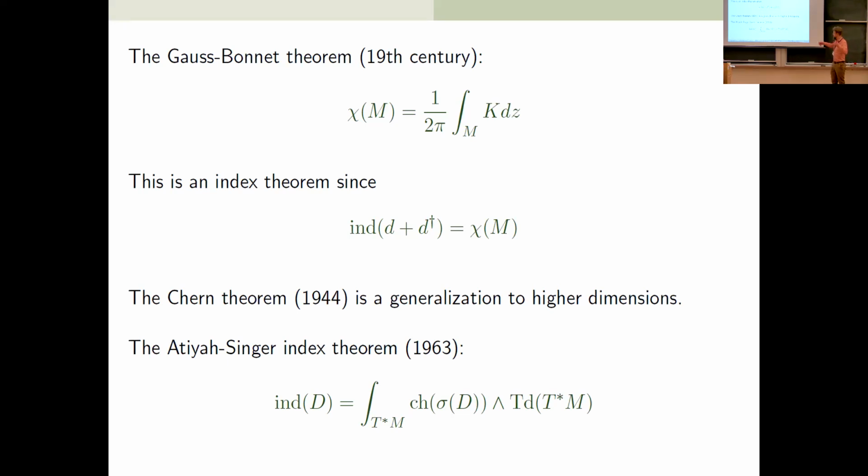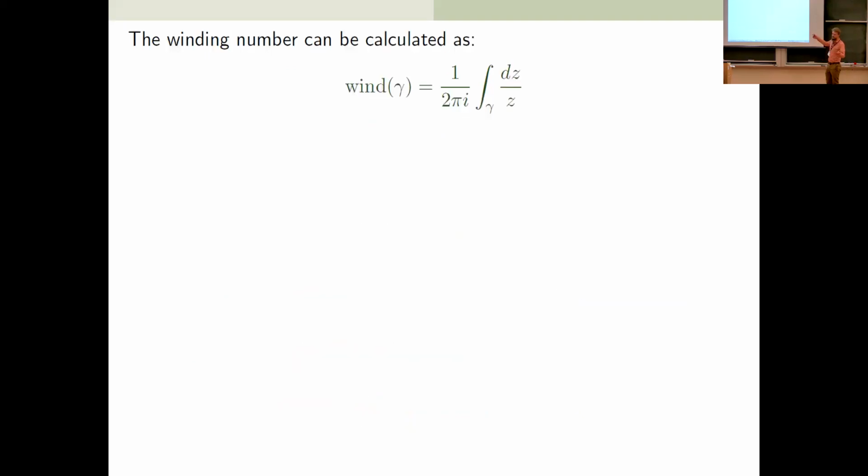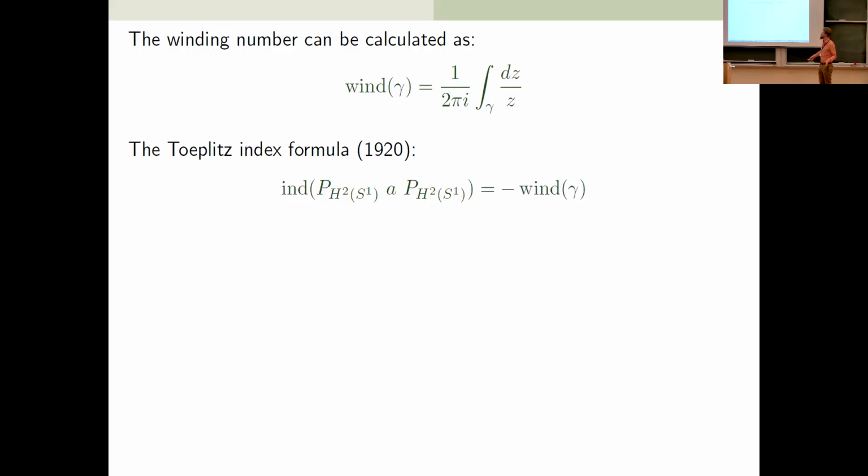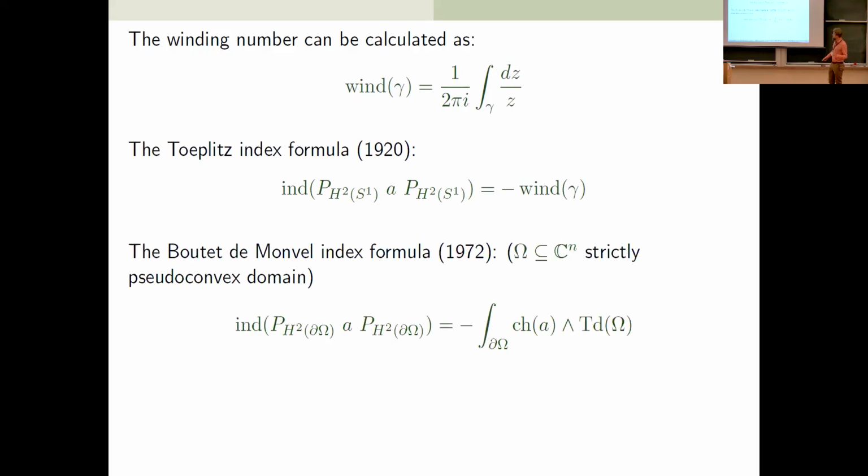So what's the other side, kind of? I will claim it starts with another nice integer, which is the winding number, and this is also an index theorem, the Toeplitz index theorem. Then we have the Boutet de Monvel index formula, where I have these projections on the Hardy spaces, and we have some integral on the other side. Here we have a differential operator, but it's very hidden. It's the d-bar operator inside of these Hardy spaces, and we have restrictions on the domain: it has to be a strictly pseudoconvex domain in C^n and so on.